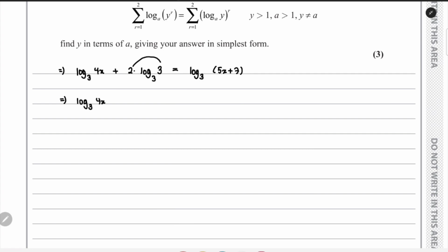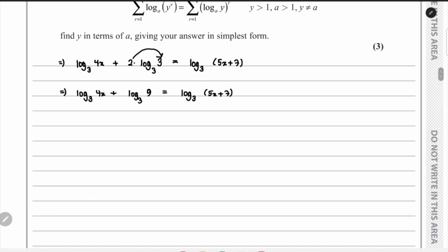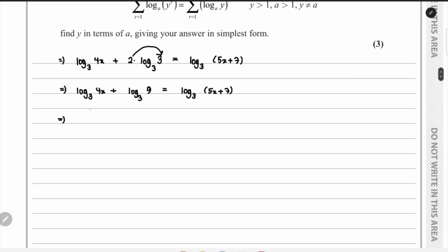We can move this 2 as a power of 3 over here. So we have log 3 square base 3 or log 9 base 3. This is equal to log 5x plus 7 base 3. If logs are added, we can multiply, so 4x times 9 base 3. If they have the same base and they are added together, we can multiply the terms and combine them into a single logarithm.